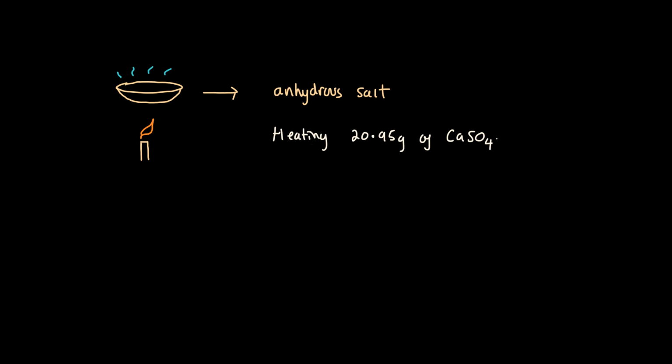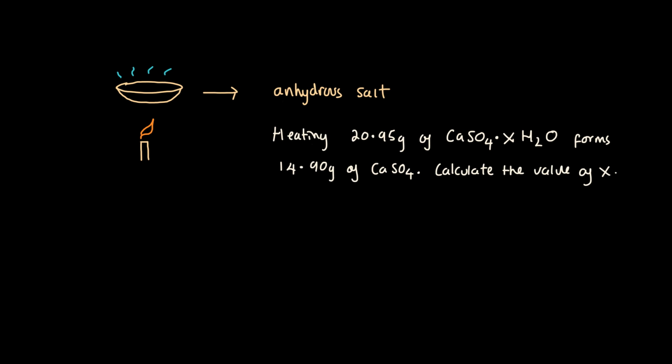When you heat a hydrated salt, you lose the water of crystallization and you're left with an anhydrous salt. And this leads us on to how to calculate the formula of hydrous salts. Here is an example question. Heating 20.95 grams of hydrated calcium sulfate forms 14.90 grams of calcium sulfate. Calculate the value of X.